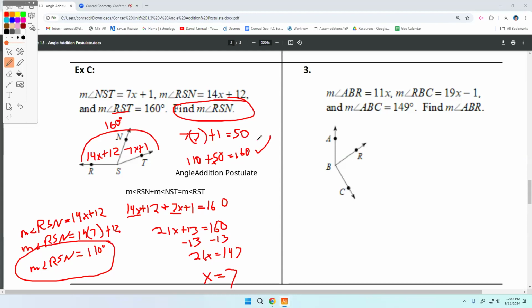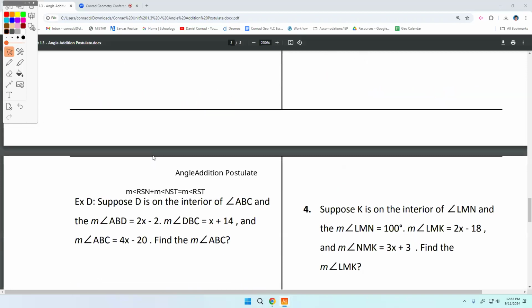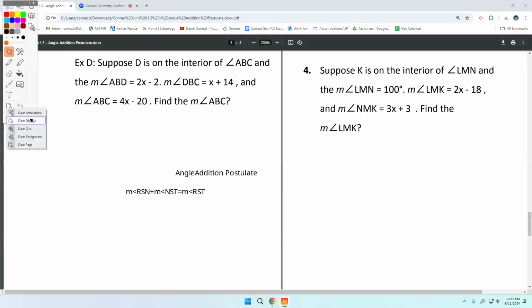All right, 3 is just like example C. So you would do it the same way. You'd follow the same process. We're going to move on to letter D. Okay, on D, the difference is we need to draw our own diagram.